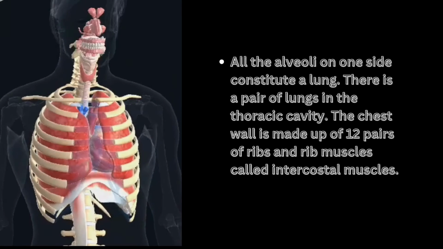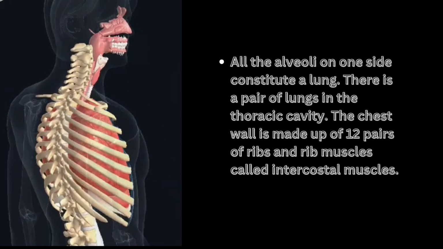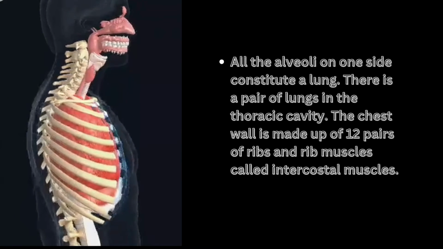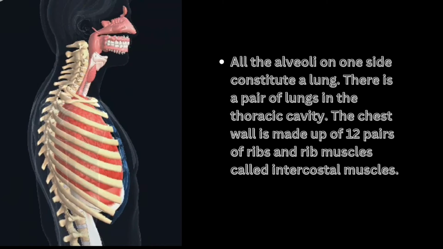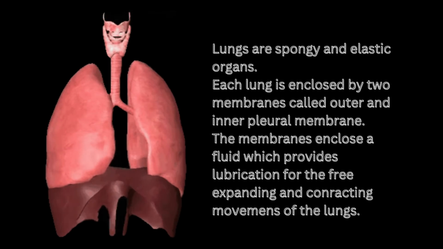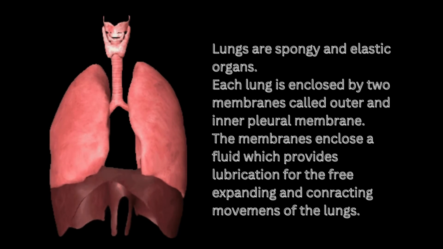All the alveoli on one side constitute a lung. There is a pair of lungs in the thoracic cavity. The chest wall is made up of 12 pairs of ribs and rib muscles called intercostal muscles. The left lung is slightly smaller and has two lobes, and the right lung is bigger with three lobes. They are spongy and elastic organs.